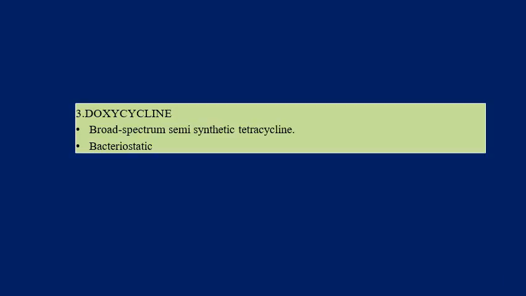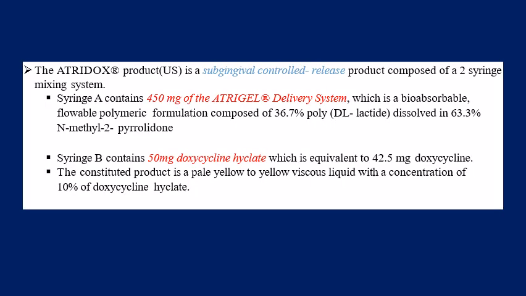The next drug is doxycycline, which is a broad spectrum semi-synthetic tetracycline and is bacteriostatic. The Atridox, which is a subgingival controlled release product, has a 2-syringe mixing system. Syringe A contains 450 milligrams of Atrigel delivery system, which is a bioabsorbable, flowable polymeric formulation composed of 36.7% poly-DL-lactide dissolved in 63.3% N-methyl-2-pyrrolidone, and syringe B contains 50 milligrams of doxycycline hyclate, which is equivalent to 42.5 milligrams of doxycycline.